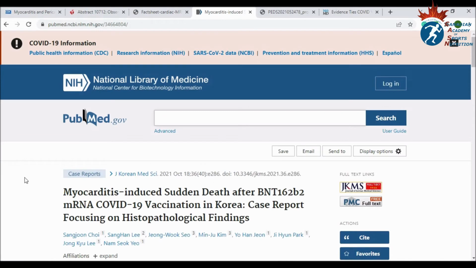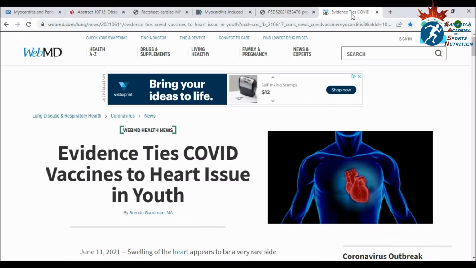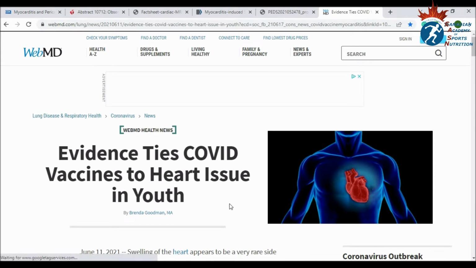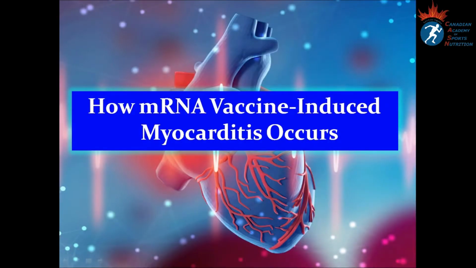Another article published in PubMed, myocarditis-induced sudden death after mRNA vaccination in Korea. This is a case report. Another article, symptomatic acute myocarditis in 7 adolescents after Pfizer COVID-19 vaccination. And this is from WebMD, evidence ties COVID vaccines to heart issue in youth. How mRNA vaccine-induced myocarditis occurs.